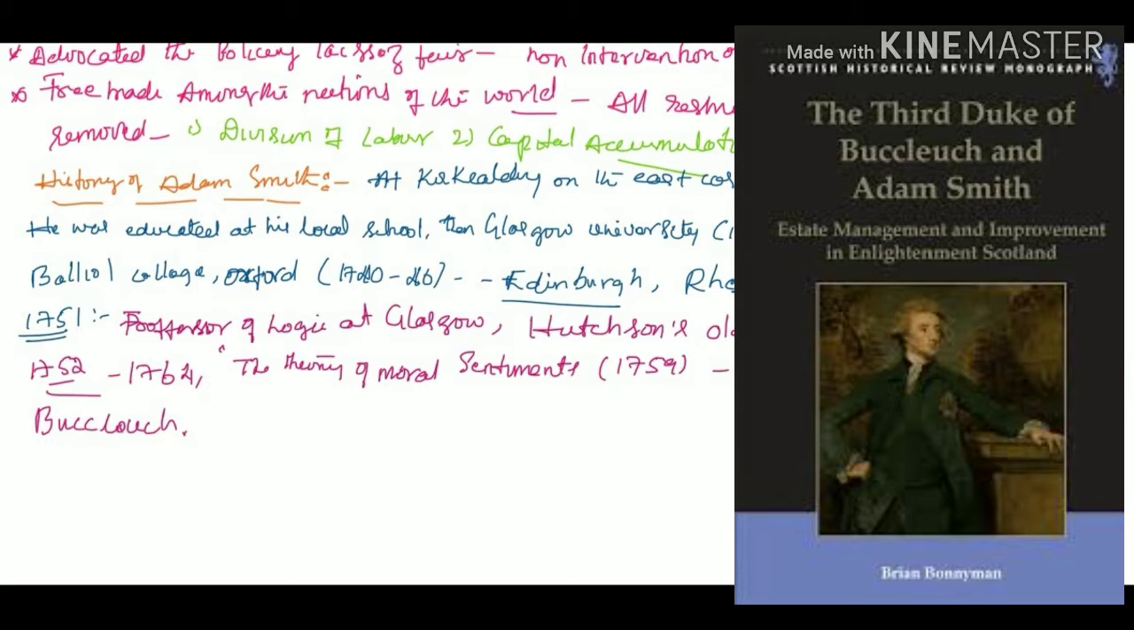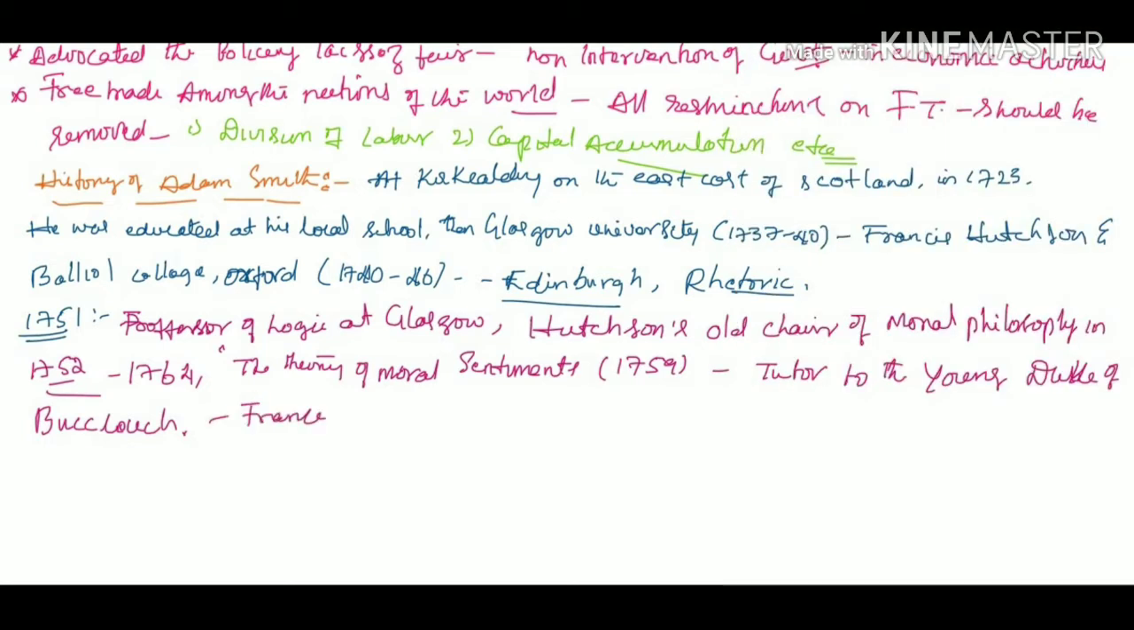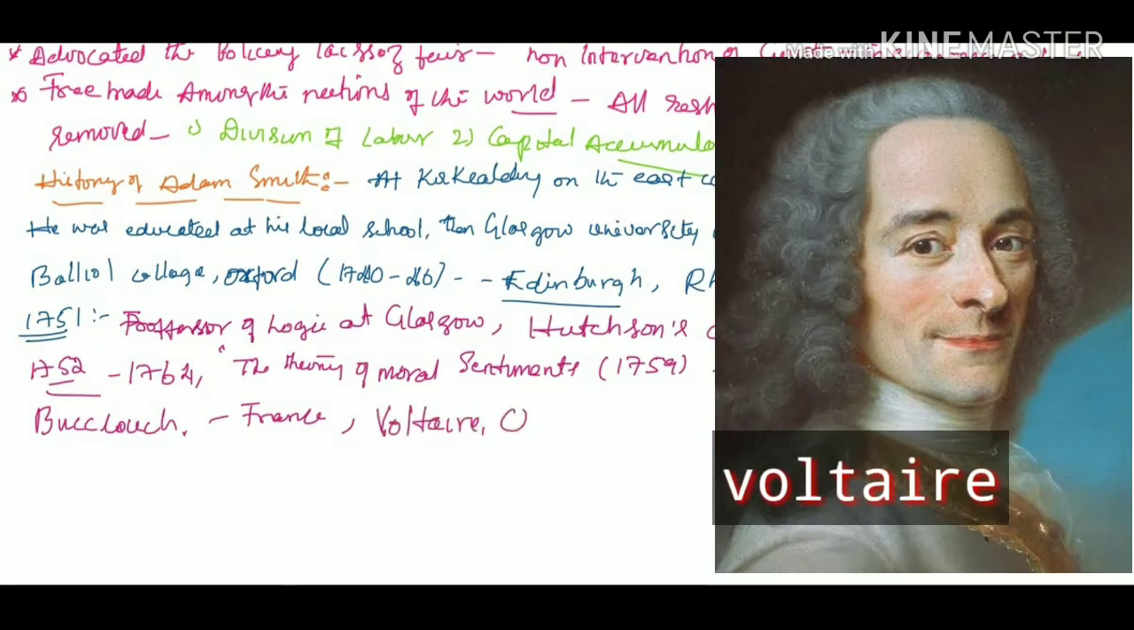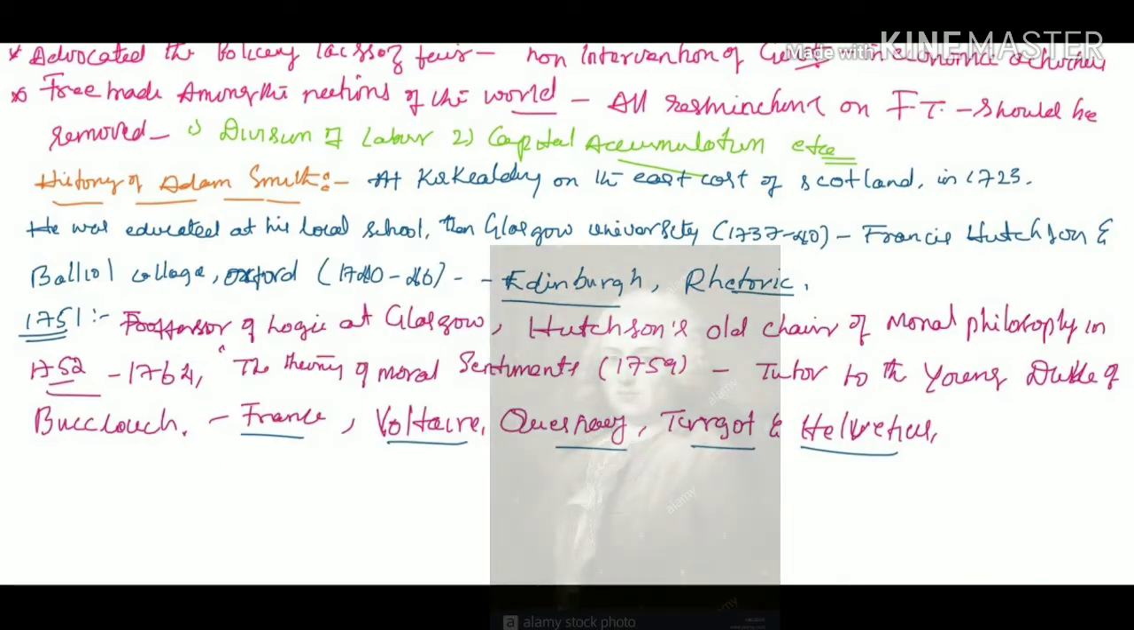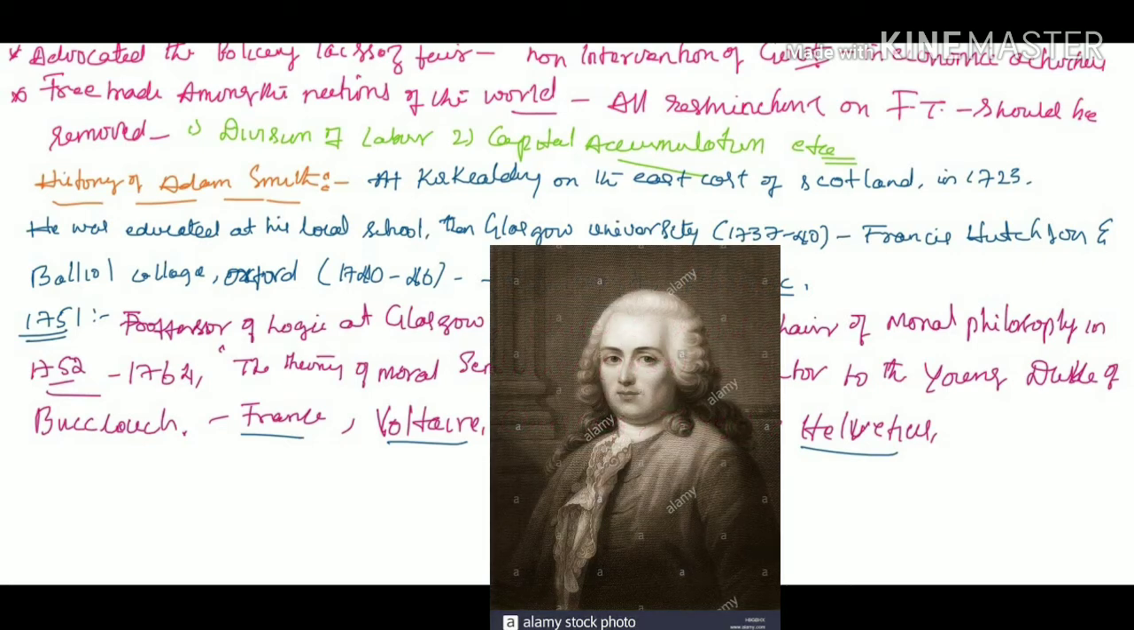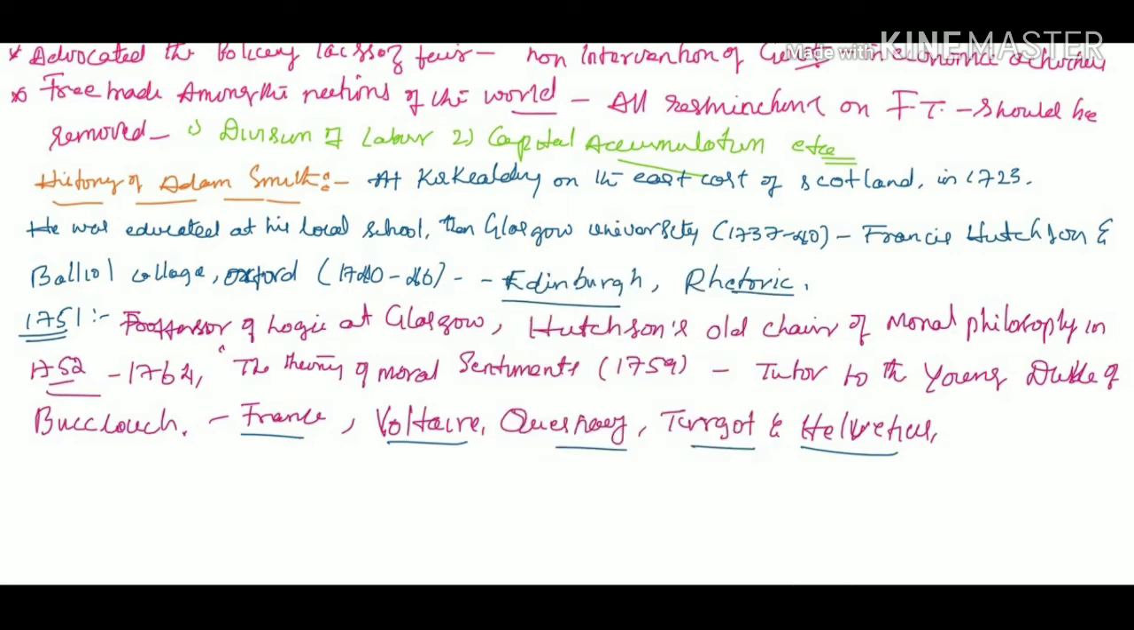This office took him to France, where he travelled extensively and met many of the leading thinkers of that day. Among them, famous thinkers of that time were Voltaire, Quesnay, Turgot, and Helvetius. Smith collected ideas from different thinkers, and he continued to write The Wealth of Nations in France and furthered his research after his return to Britain. The book was published in 1776, the same year as the American Declaration of Independence.